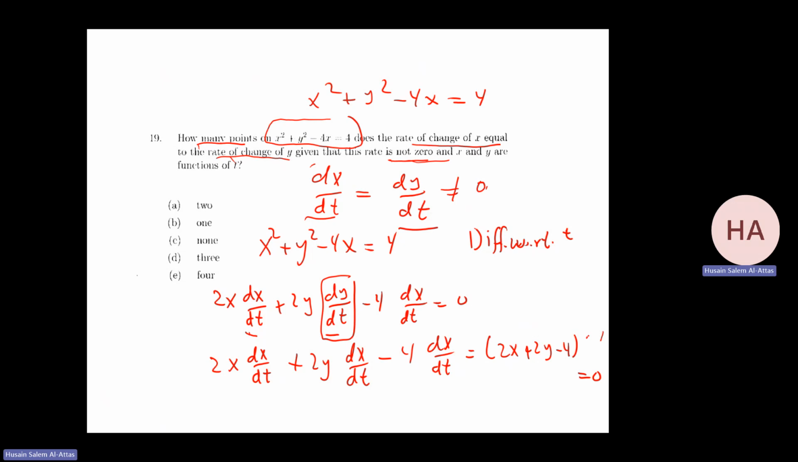What happened? dx by dt. Also, I know this is not equal to 0. So we're getting that 2x plus 2y minus 4 equals 0. In other words, divide by 2: x plus y minus 2 equals 0. So that means y equals 2 minus x.